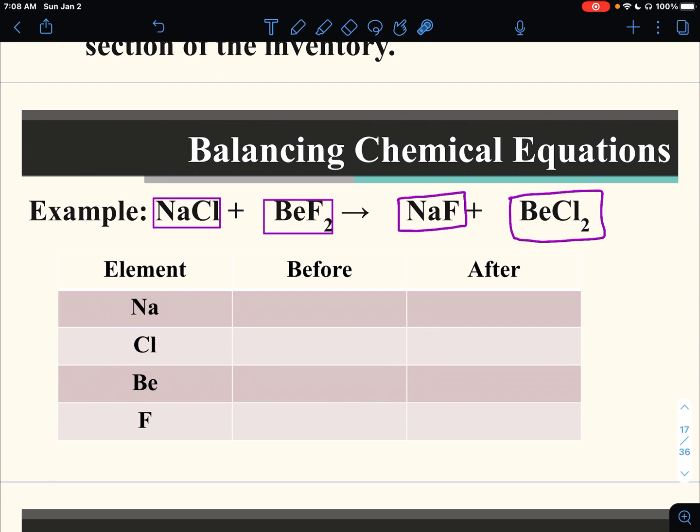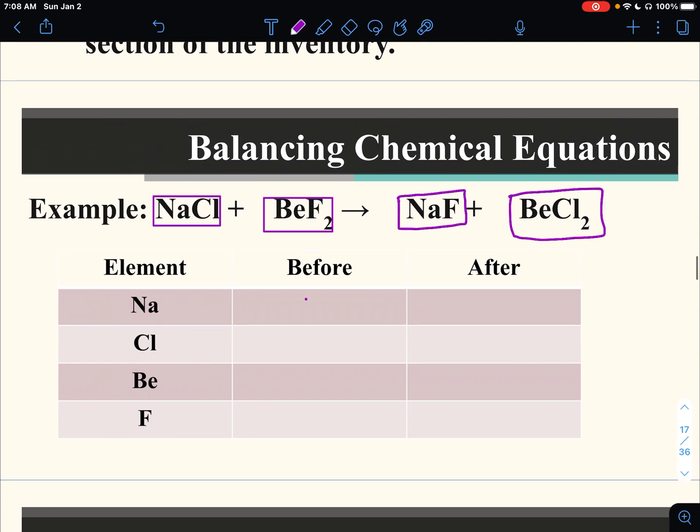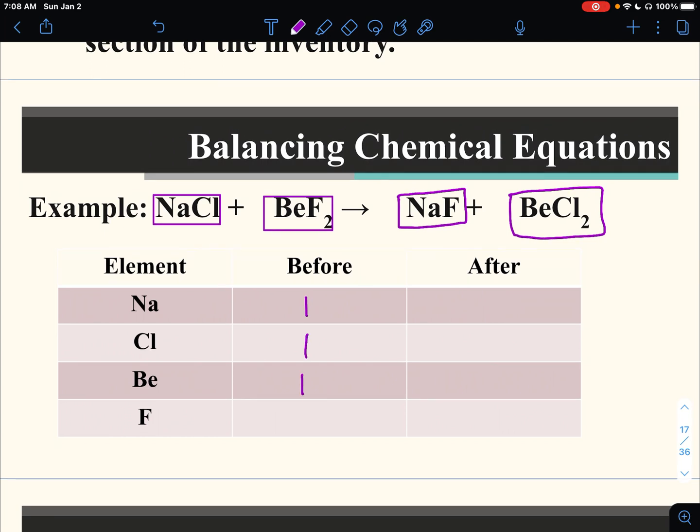So right now, I'm just going to write how many I have, okay? And that's going to come from the subscripts. So for Na, I have 1. For Cl, I have 1. Be, I have 1. And then F, I have 2 before the arrow. After the arrow, Na, I have 1. F, I have 1. Be, 1. And Cl, 2.